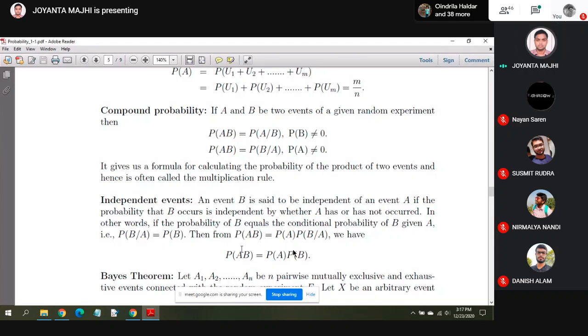Therefore, for independent events, probability of A intersection B is equal to probability of A into probability of B. Actually, this came from conditional probability. The conditional probability of B on the hypothesis of A is equal to probability of A intersection B by probability of A. As probability of B on the hypothesis that A has already occurred is equal to probability of B, therefore probability of AB is equal to probability of A into probability of B.